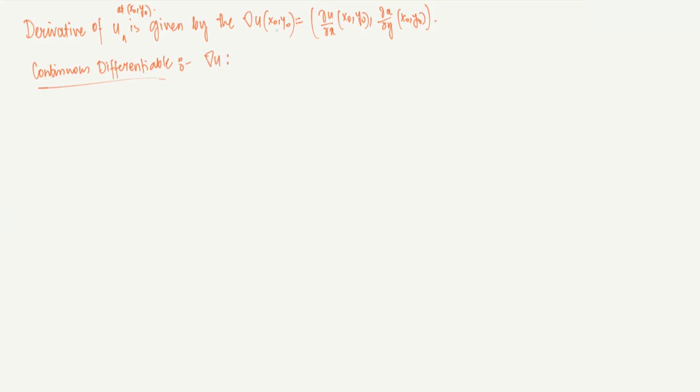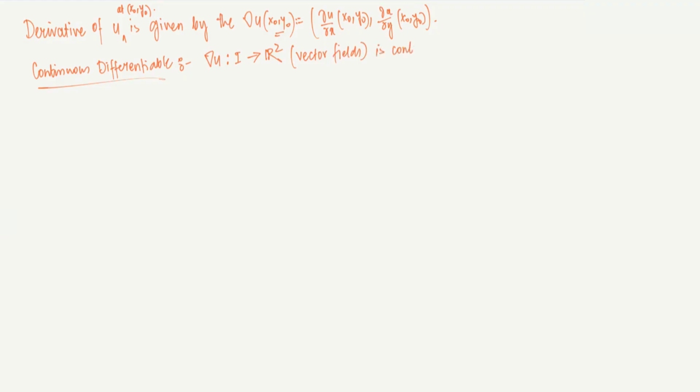Gradient of u is defined at x naught, y naught, a point in that rectangle I, and it takes that point in rectangle I and gives you back an element of R2. So the gradient of u is a function, and such functions are called vector fields. And so it is continuous.